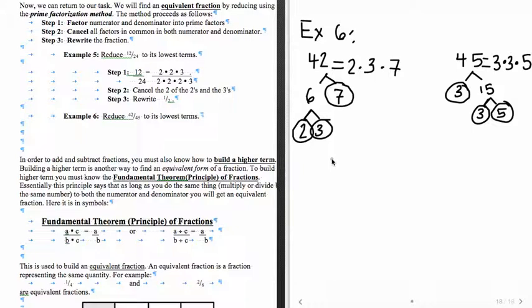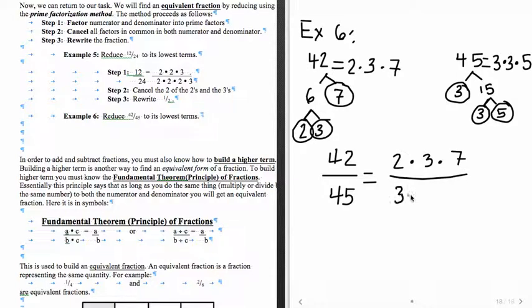And now I'm going to go ahead and reduce 42/45ths by using the prime factorization method. So the numerator 42, I'm going to write that as 2 times 3 times 7, our prime factors. And then in the denominator, I write 3 times 3 times 5, its prime factors. Now I'm going to cancel.